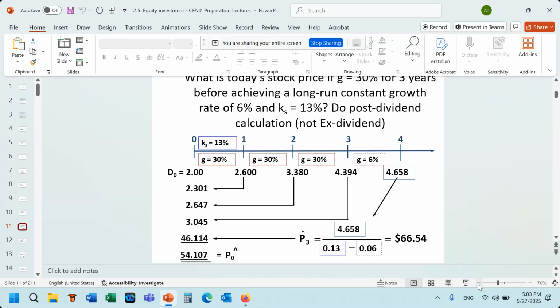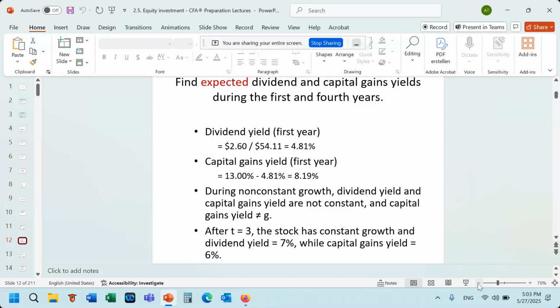This is post-dividend, so we add 2.3 plus 2.6 plus 3.04 plus 46.11, and we get 54.107 as the estimated stock price at time 0. $54.